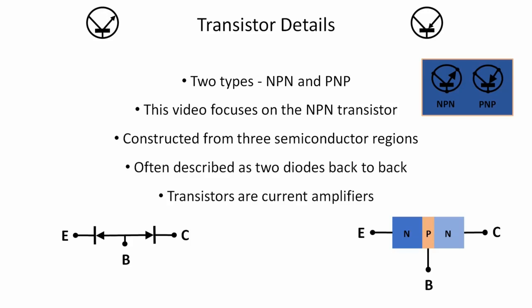Transistors are current amplifiers, so let's go and look on the bench. This is quite enough theory for right now. Let's go and look on the bench first of all at how the two diode model plays out, and then have a look at how transistors operate as current amplifiers, and then we'll look at how the small change in voltage can result in a large change in collector current.